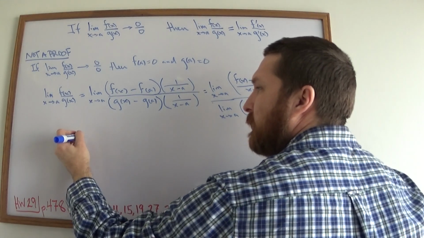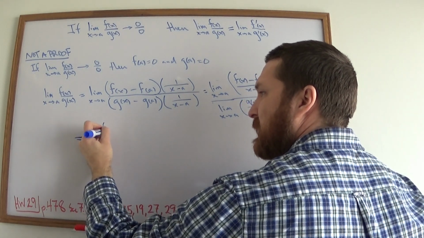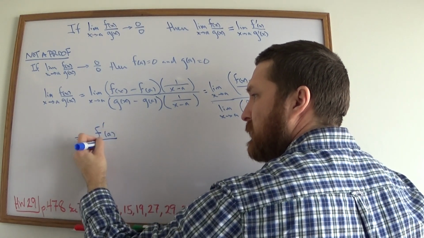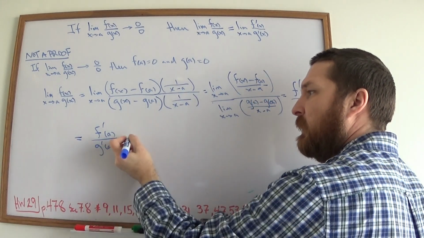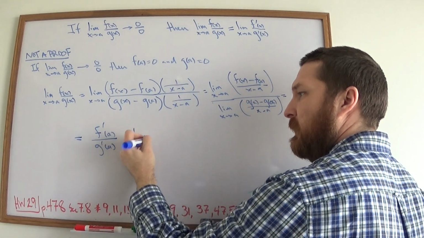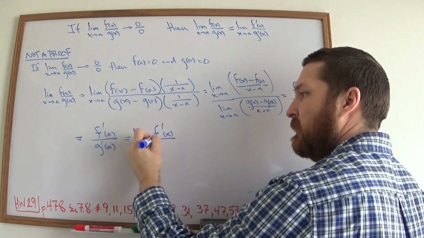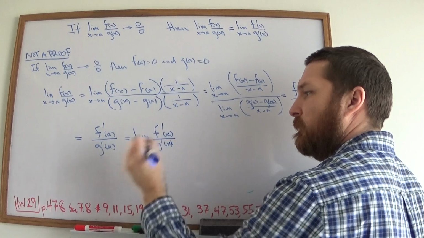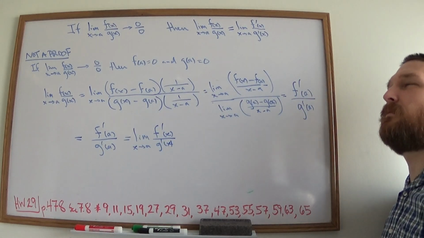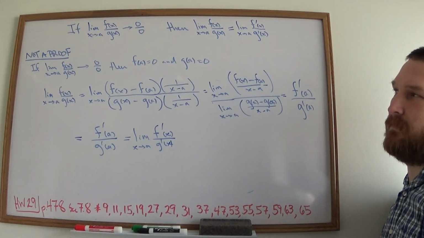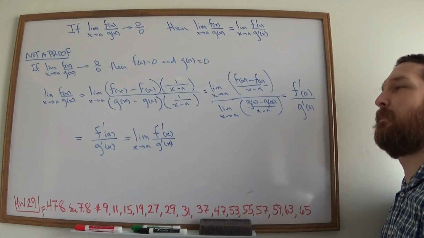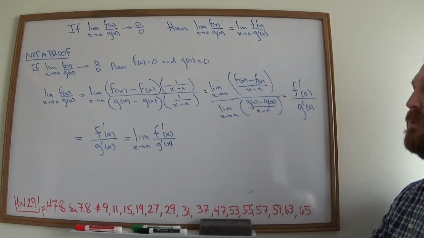Ditto with g, right? So I'm going to rewrite that. That's the same thing as f prime of A over g prime of A, which is the same thing as the limit as x goes to A of f prime of x over g prime of x, right? Assuming the derivatives are continuous. I didn't write that up there. But if the derivatives are continuous, you get that.